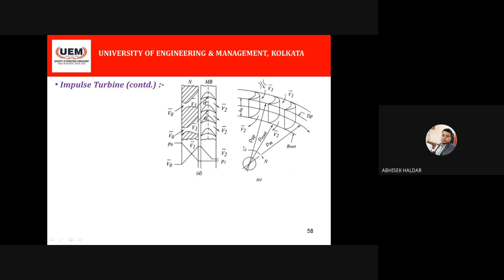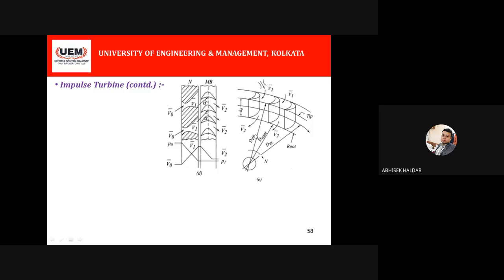N is the rpm that is generated in the rotor wheel, and the same rpm will be transferred to the shaft. In this way we are getting the output. So basically this is a hub, and there are some dimensions, if you see.